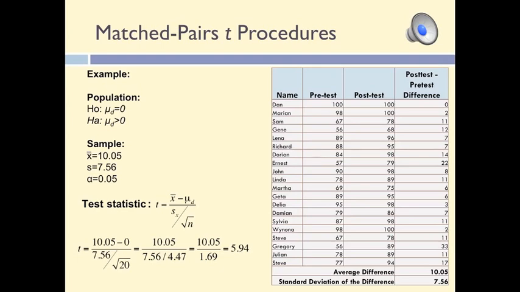The data recorded from this sample shows that the mean difference is equal to 10.05 and the standard deviation of these differences is 7.56. Because we don't have the population standard deviation for this difference, we're going to use the t-test of significance. The formula for the test statistic stays exactly the same. X represents the mean difference from the sample, and mu d is equal to 0. If we replace all the values in the formula, we obtain a test statistic that is equal to 5.94.